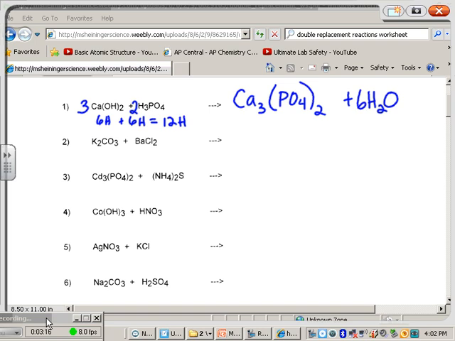And now I need to keep track of my oxygens. I have 6 remaining oxygen on the product side that weren't part of the phosphate, and I have 2 times 3, 6 oxygens on the reactant side.